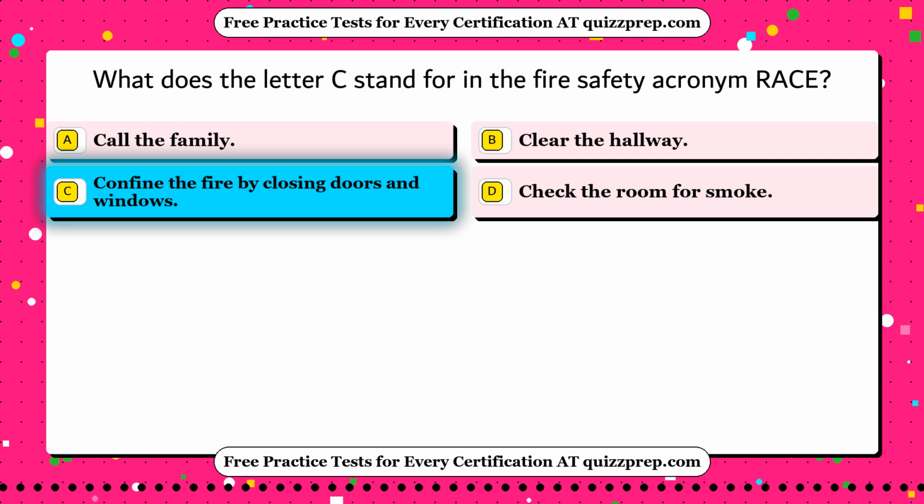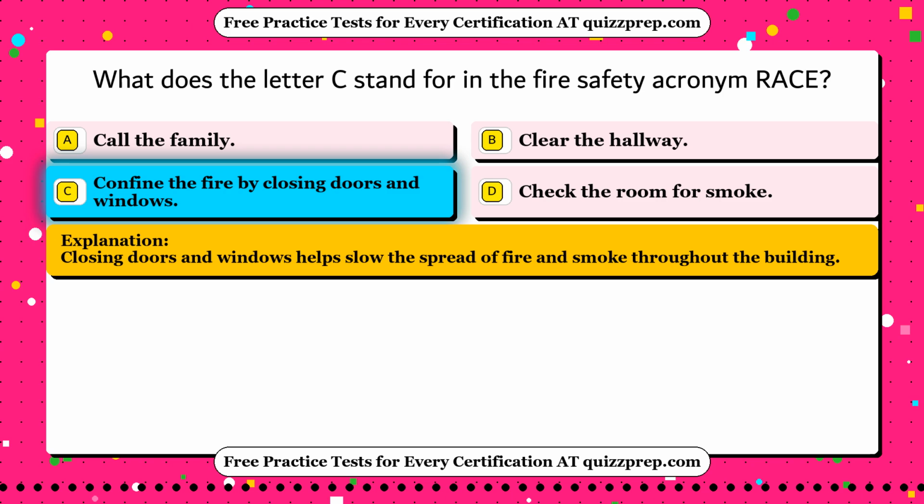The correct answer is option C, confine the fire by closing doors and windows. Closing doors and windows helps slow the spread of fire and smoke throughout the building.